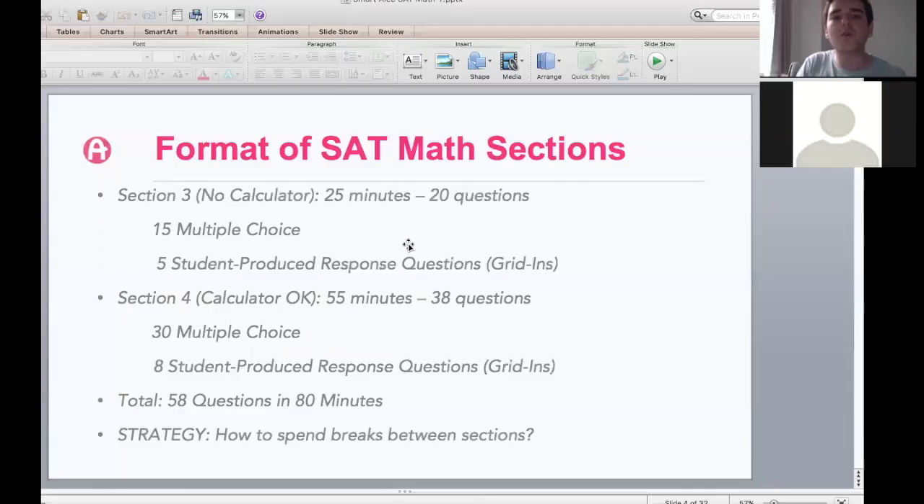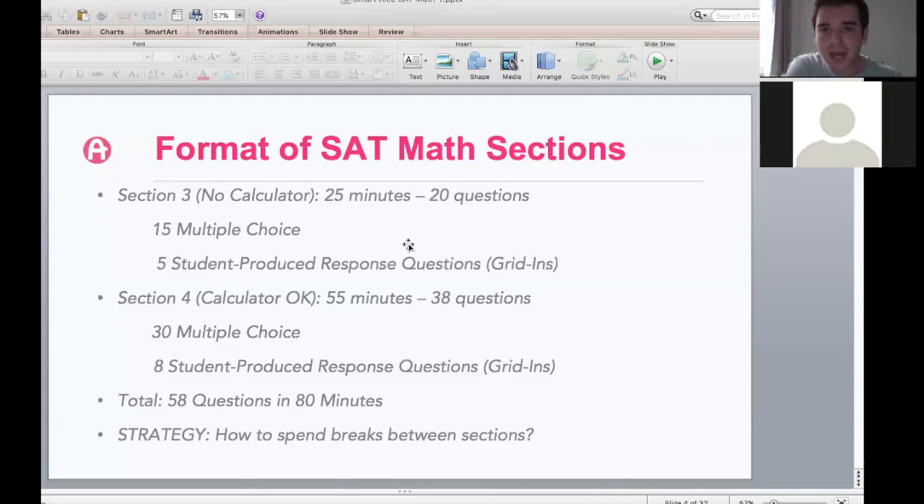So just briefly, the format for the SAT, as Maggie went over, the first two sections are reading and writing, and then the last two sections are the math. The first section is short and there's no calculator. There are only 20 questions. There are 15 multiple choice, and there are 5 student response or grid-ins. Section 4 is much longer. It's the bulk of the math, 38 questions in 55 minutes. There are 30 multiple choice, and there are 8 grid-ins, for a total of 58 questions in 80 minutes.